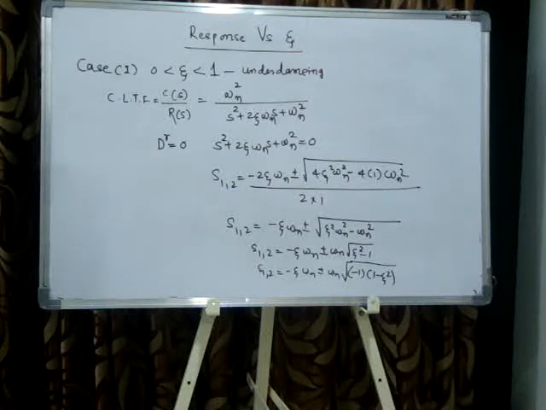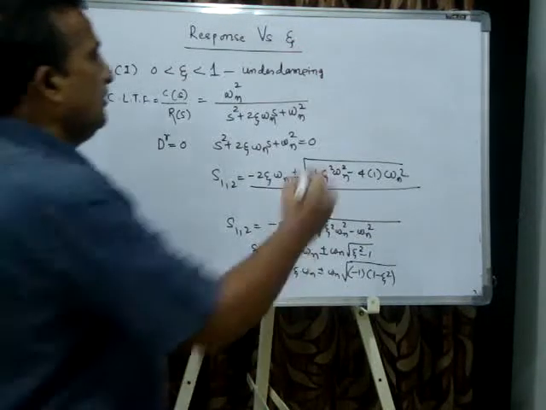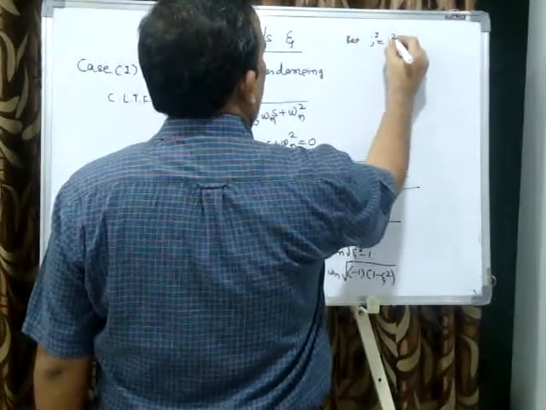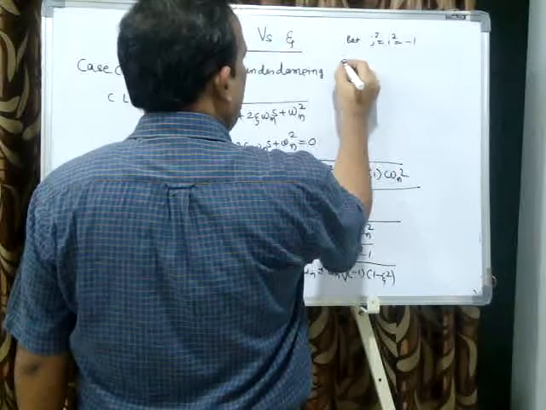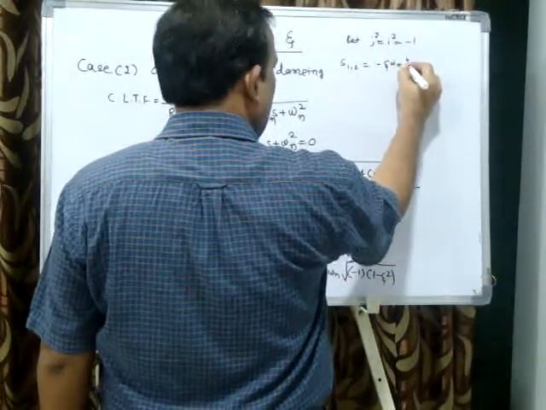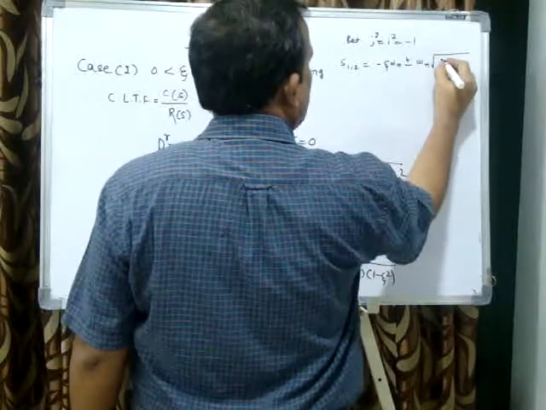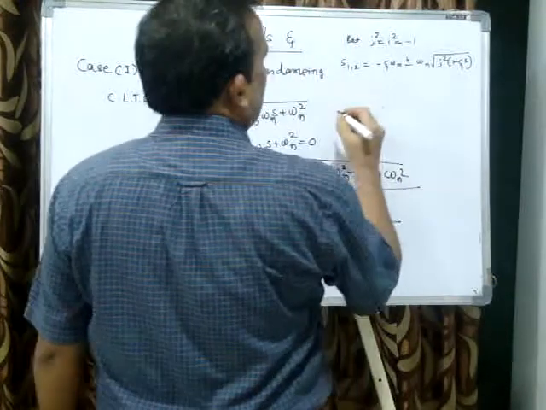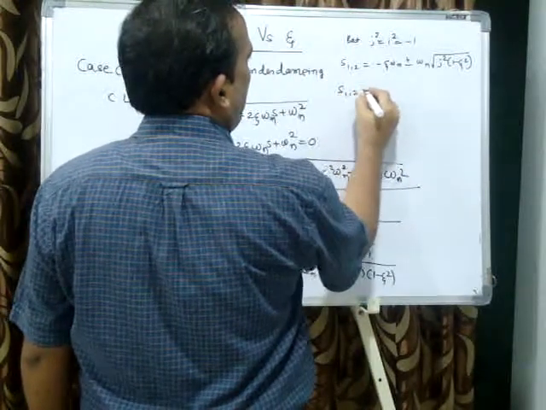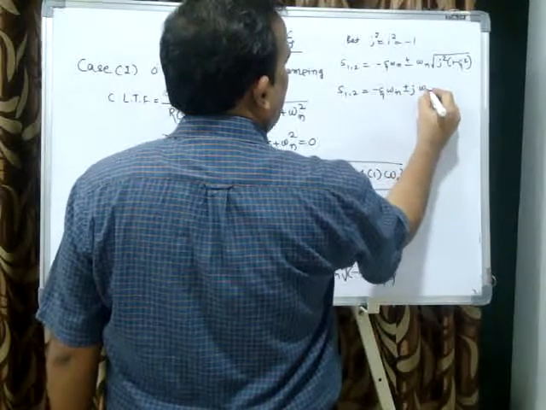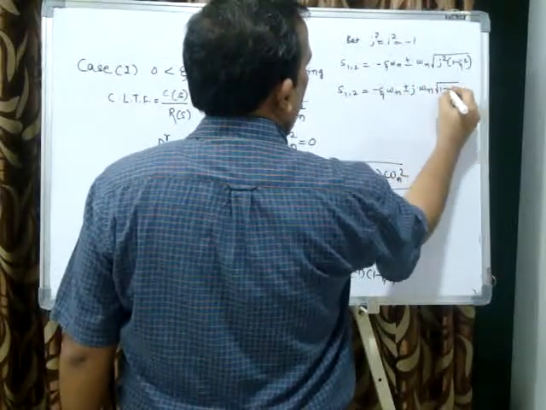Now what is the minus 1? Minus 1 is j square or i square. But j square or i square is equal to what? Minus 1. So S1,2 is equal to minus zeta omega n plus or minus j square and 1 minus zeta square. I'll take j outside the bracket, then omega n root of 1 minus zeta square.